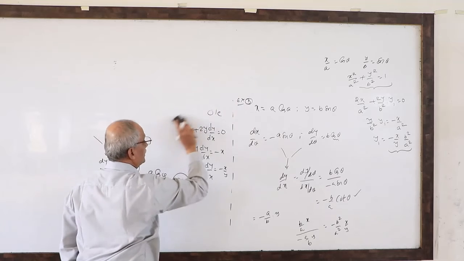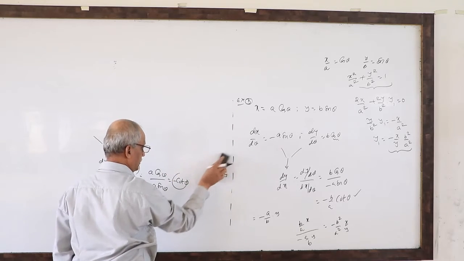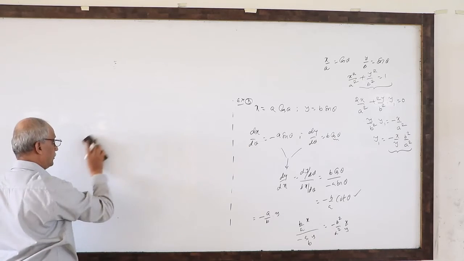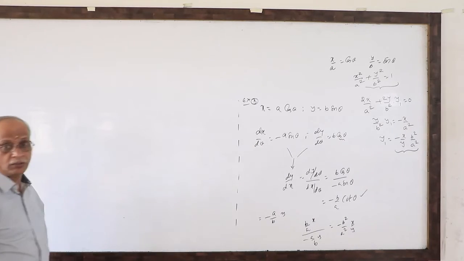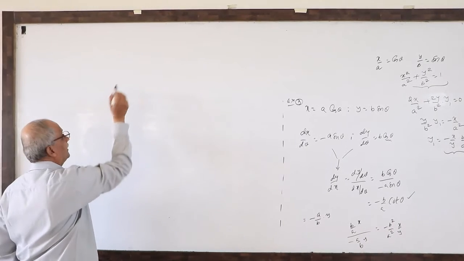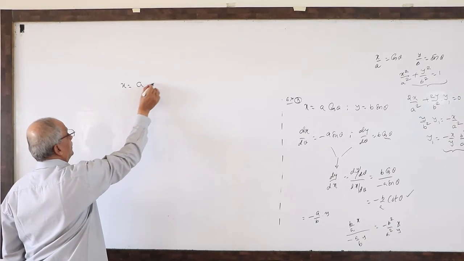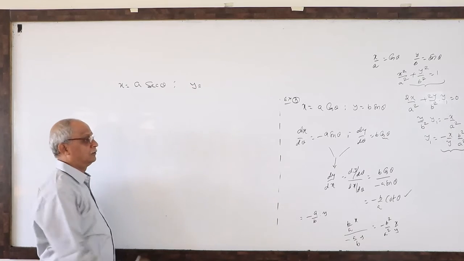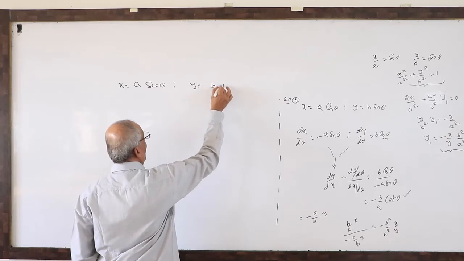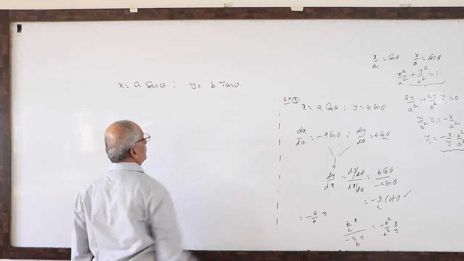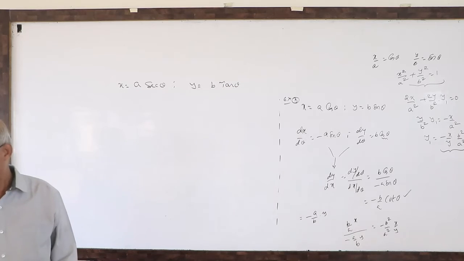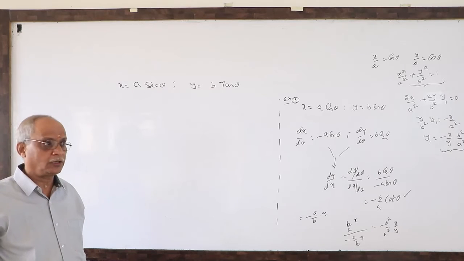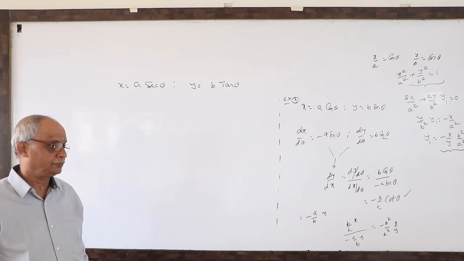Now the next example I will write, that is about geometry, the next one only. What is the geometry next one? Now you see, I will write here: x is equal to a secant theta, y is equal to b tan theta. Find dy by dx. If you eliminate theta, what will you get? That is also important.